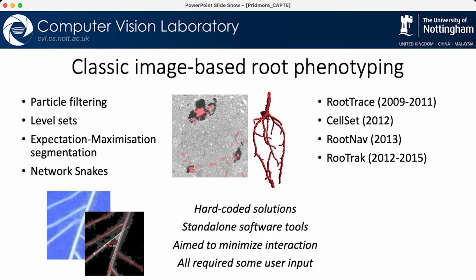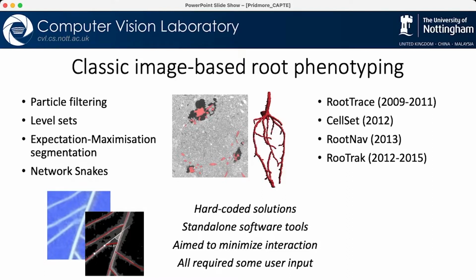Back then, people in my field would use classic techniques of image analysis and image processing, combine them, manipulate them, modify them a little bit to produce application programs that were hard-coded, could be downloaded and run on people's machines. And that's what we did. We used particle filtering, level sets, network snakes, things that had been around for a little while. We tuned them, modified them, and we produced a set of tools for analyzing various types of images of roots.